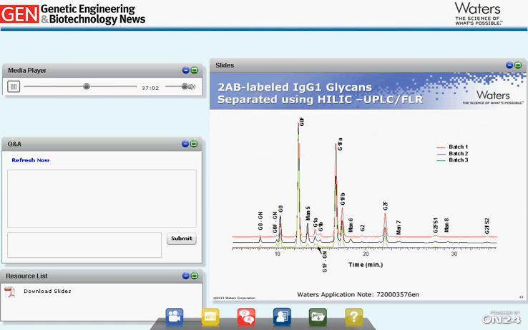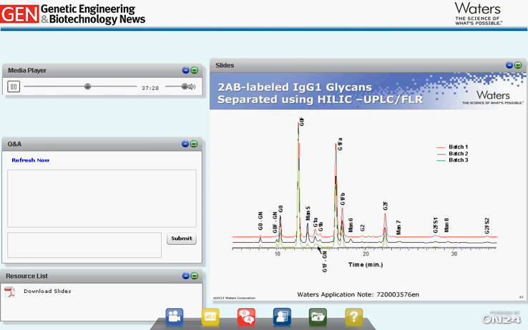This is the 3 batches of the trastuzumab. And now we're looking at the released glycan profiling. That's the overlay of 3 FLR chromatograms. And again, just to show you, I do see high abundance of mannose 5 and Man 6 and 7 and 8 in batch number 2 versus batch number 1 and 3. That confirms the intact protein data.